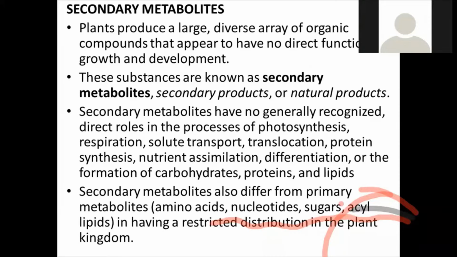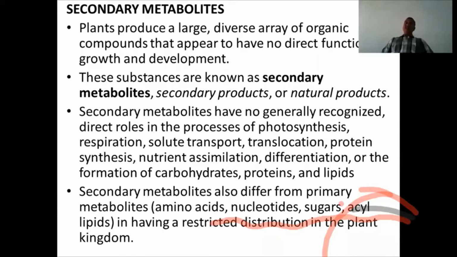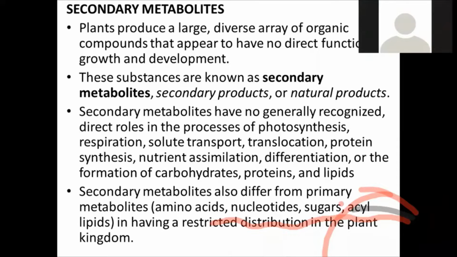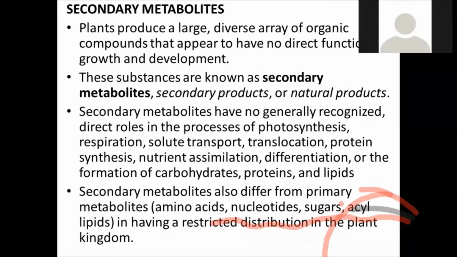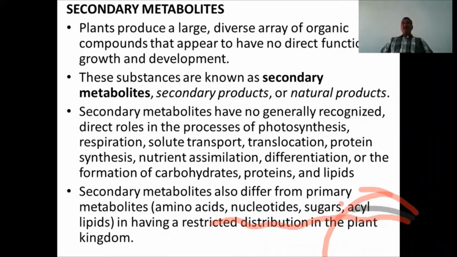So now I am going to tell you something. What is a secondary metabolite? When you see secondary metabolite, the name itself says second. We know first is primary and second is secondary. So we are going to divide the plant products into two halves. One half is primary. Primary means those which have a direct role in growth and development, and they are primary compounds or primary metabolites. And secondary metabolites are the ones which have no role in the growth and development.